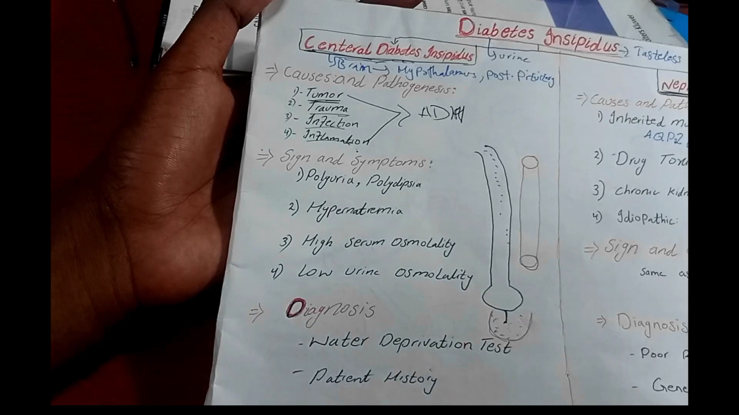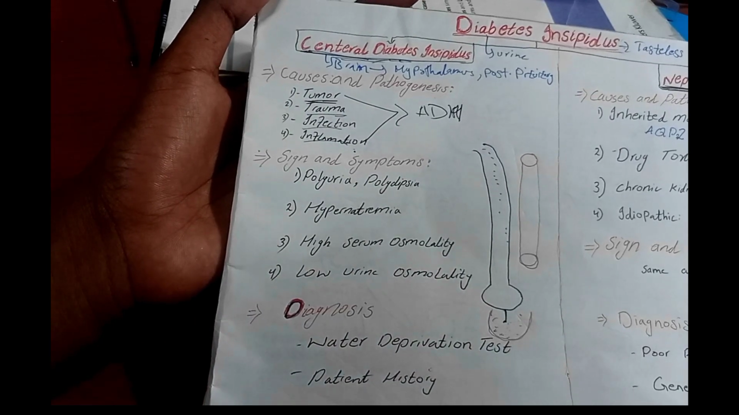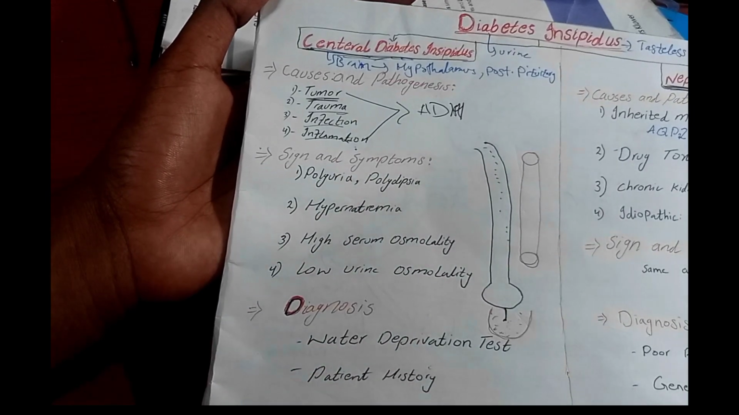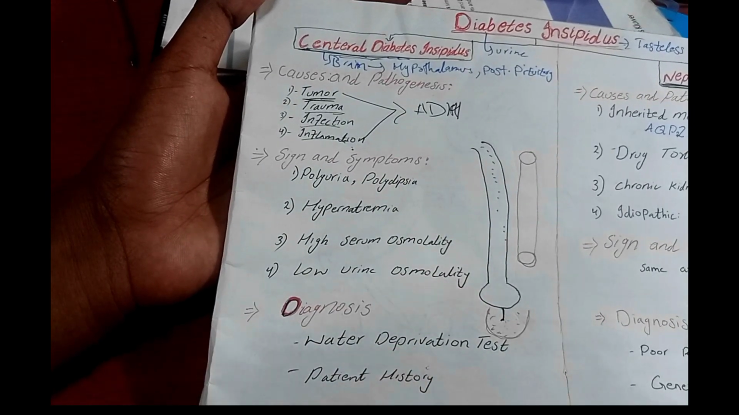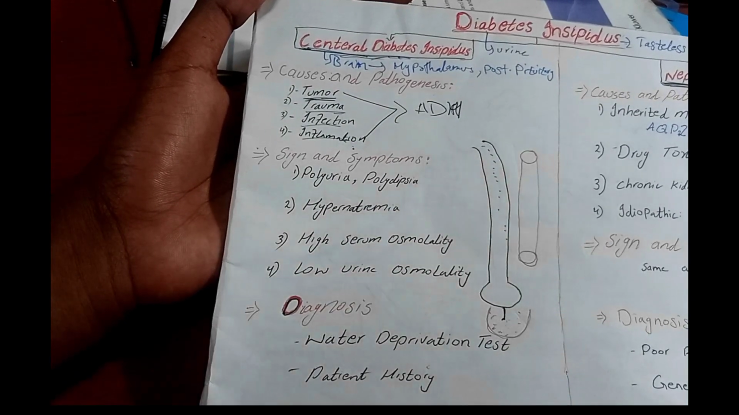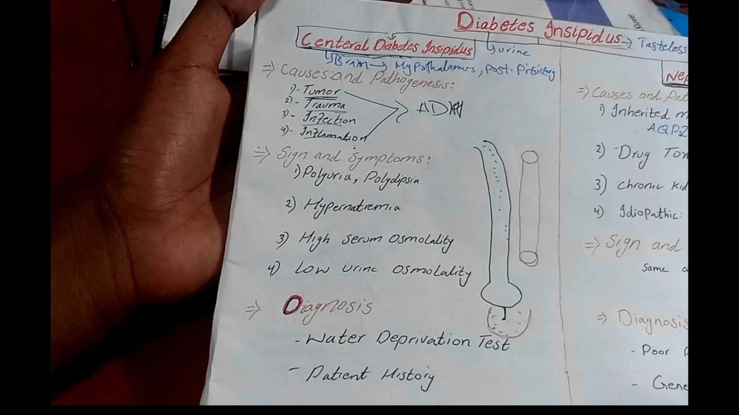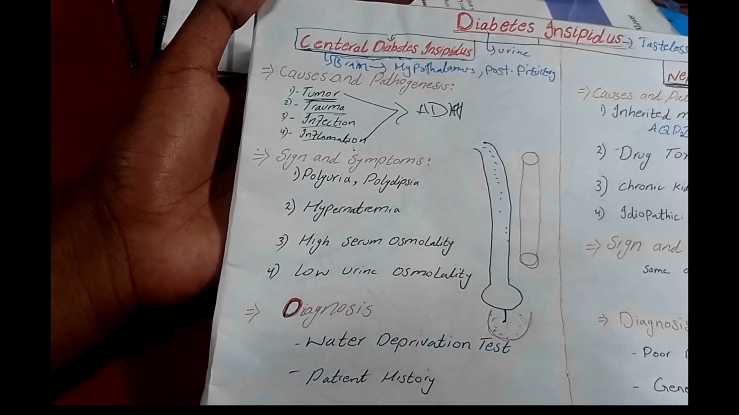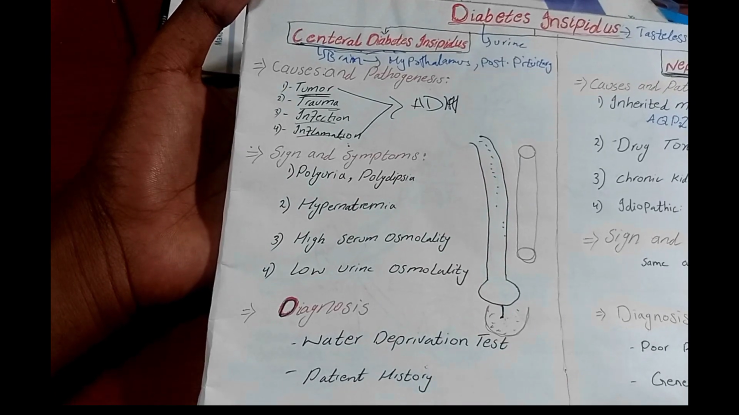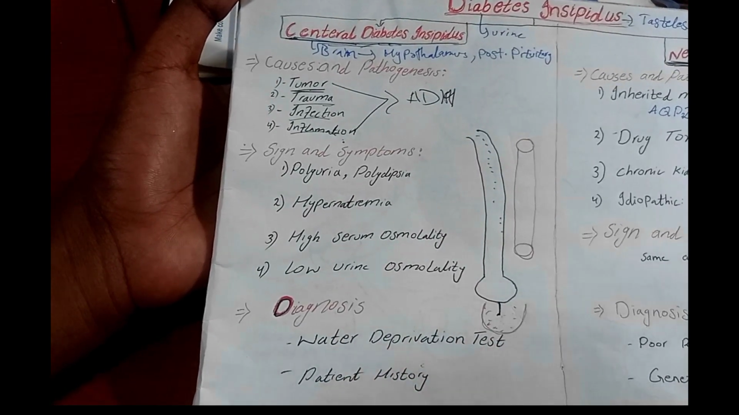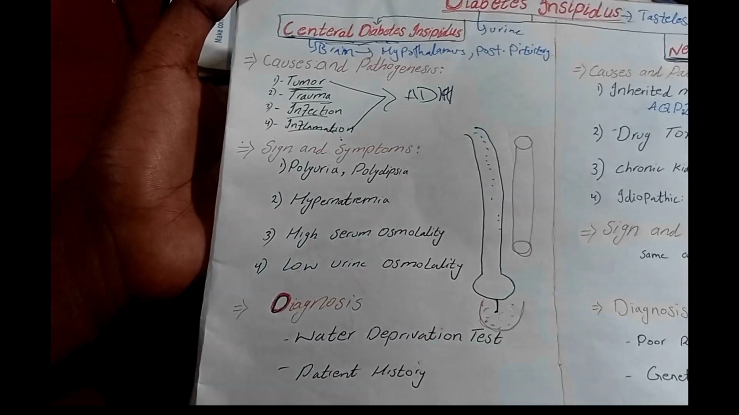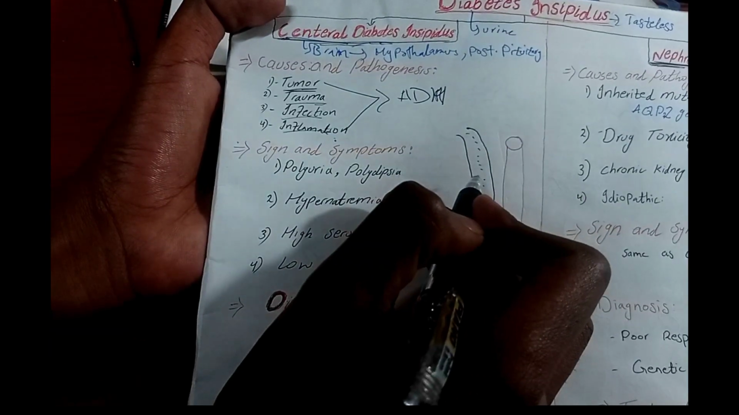I said that the function of ADH is that it saves water in the condition of dehydration, when we need to save water. For example, if a patient has not taken water for 36 hours, this patient's urine will have to be concentrated, not dilute. If a patient presents with a 36-hour history of not taking water and has dilute urine, this patient will have a problem with ADH hormone. Okay, now ADH is not present in circulation.